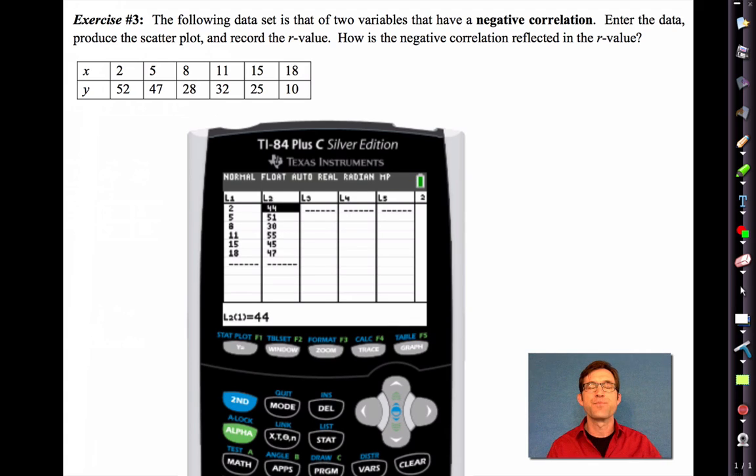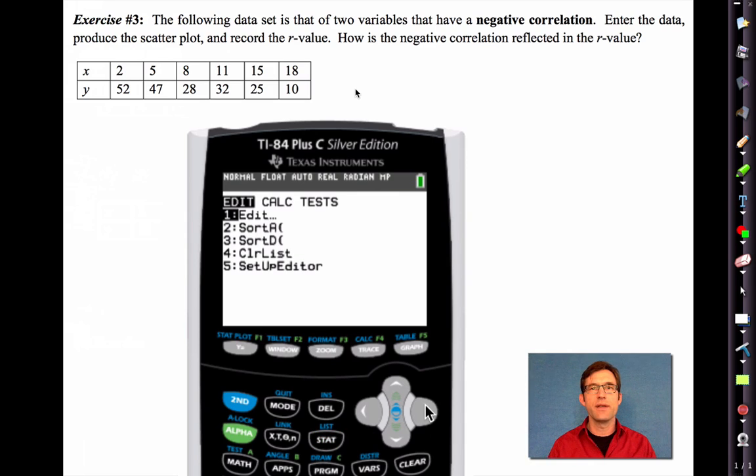So let's put in 52, 47, 28, 32, 25, and 10. Again, pause for a minute just to look at the data. Never know when you're going to miss one. It's a little slip. All right, so let's hit stat.